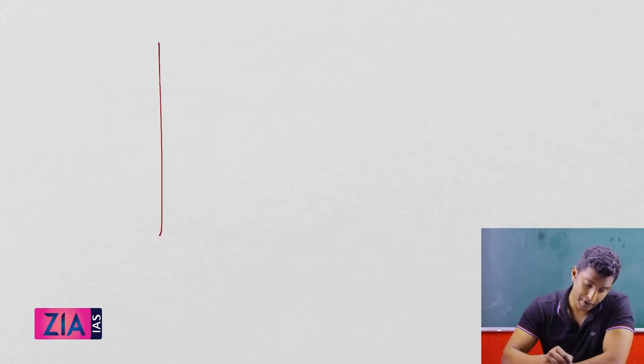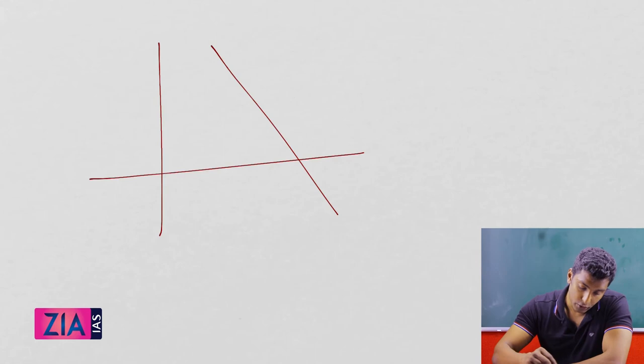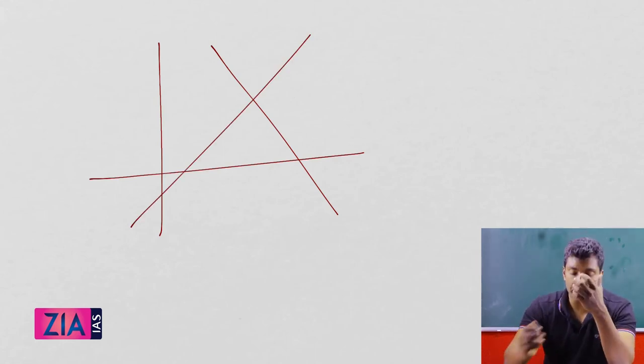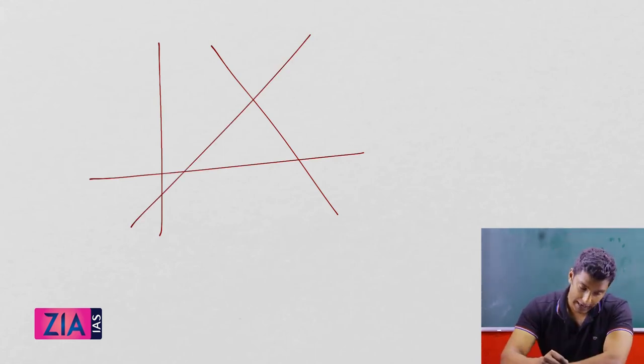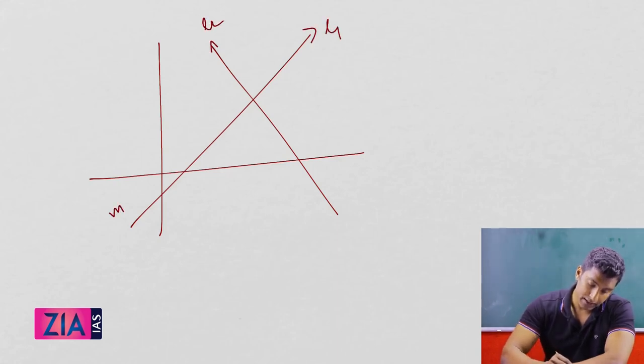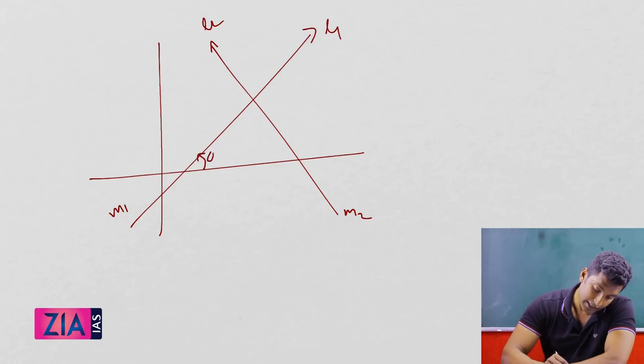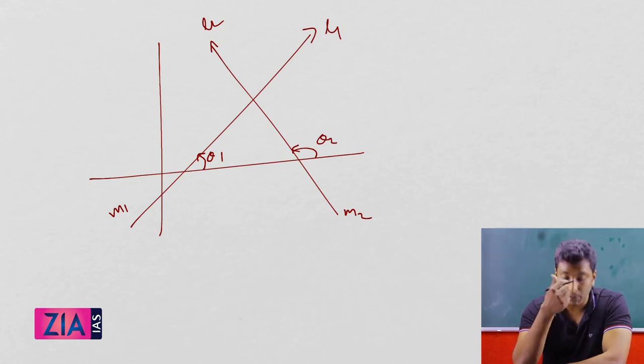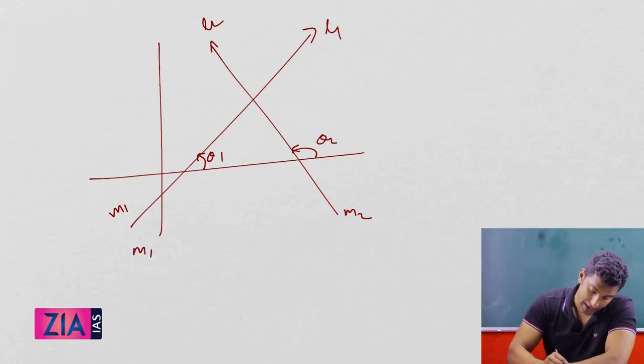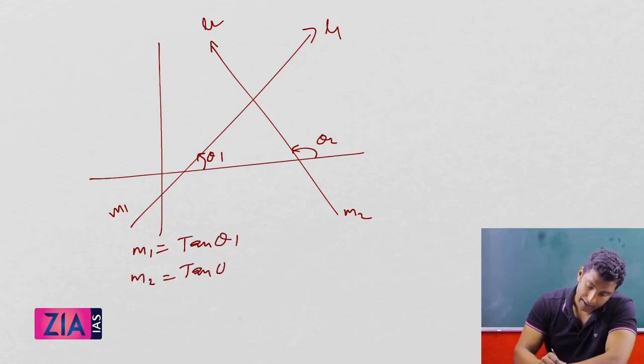Now next is again a very important topic, guys. In my Euclidean plane, I'm taking 2 lines like this. This topic is angle between lines. I have my line L1 and this is L2. Obviously L1 has a slope of M1 and L2 has a slope of M2. Obviously if it is M1, this has to be theta 1, and this has to be theta 2. So M1 is tan theta 1 and M2 is tan theta 2.